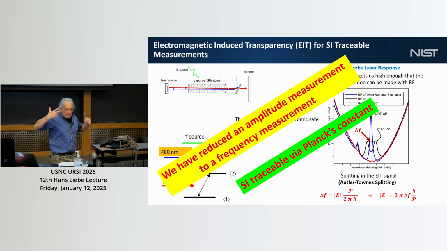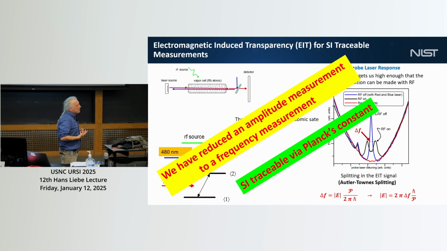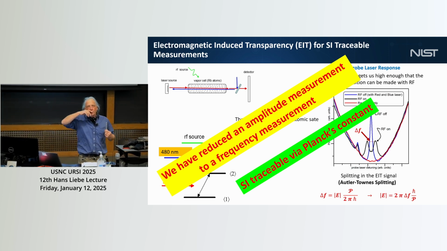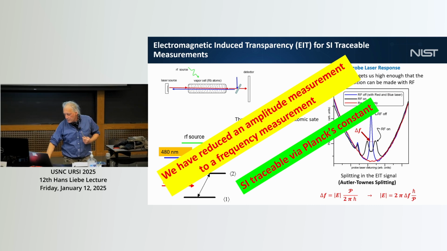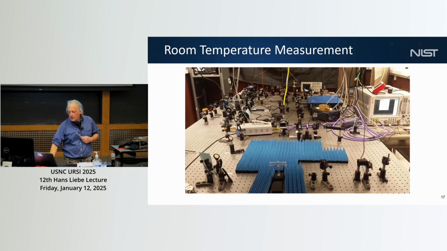So our quantum uncertainty in doing this measurement is 0.1%. So we've already improved an order of magnitude over what we do now, maybe two orders of magnitude over what we're doing now in the lab.